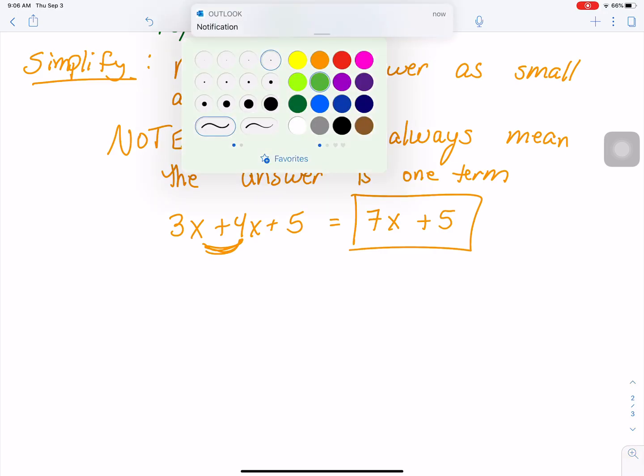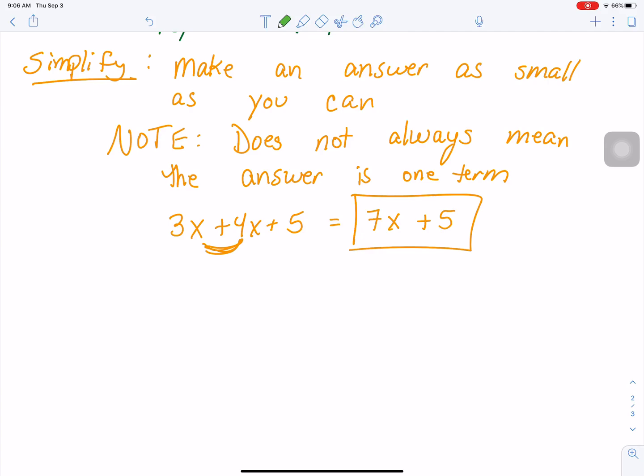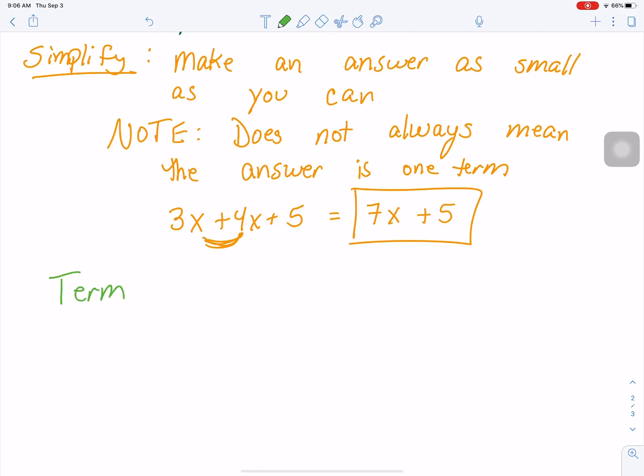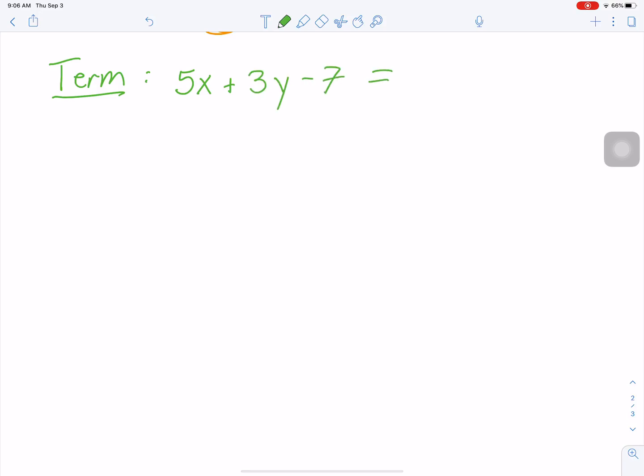Then our last word is term. I'm going to give you an example first, and then we'll explain it. 5x plus 3y minus 7, that has 3 terms. A term is each individual piece of an expression separated by an addition or subtraction sign.